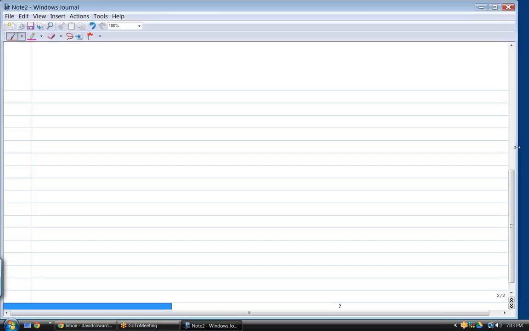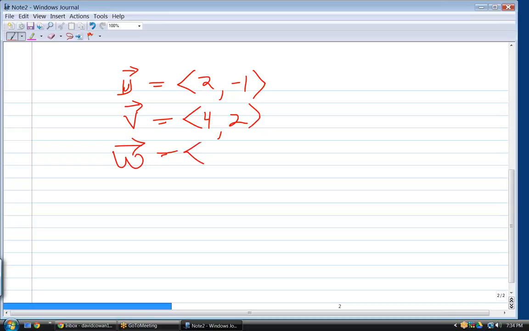Okay, so the first thing, looks like stuff with vectors, I think. The first one is, okay, let u equal (2, -1), v equal (4, 2), and w equal (1, -3). And the first one of those problems is the absolute value of u plus v.